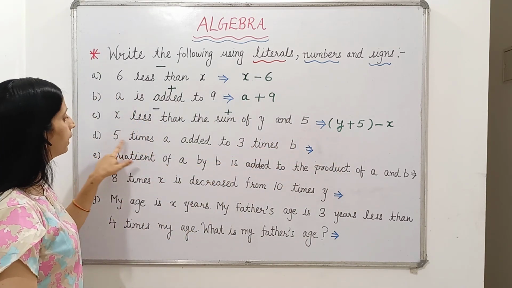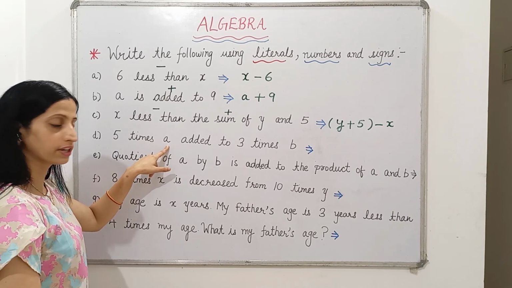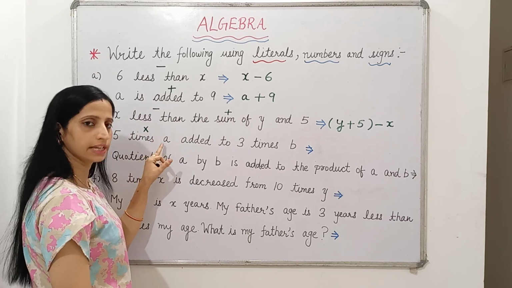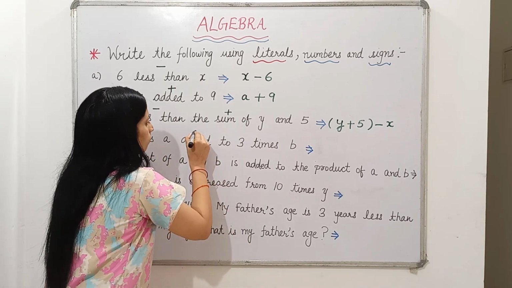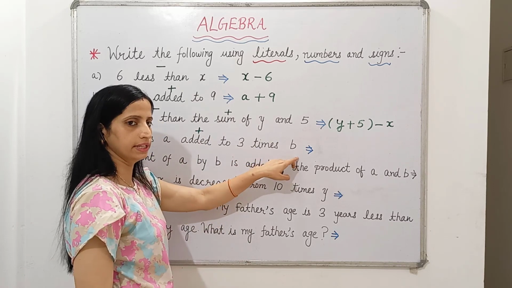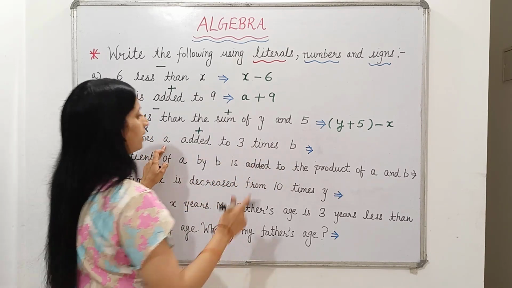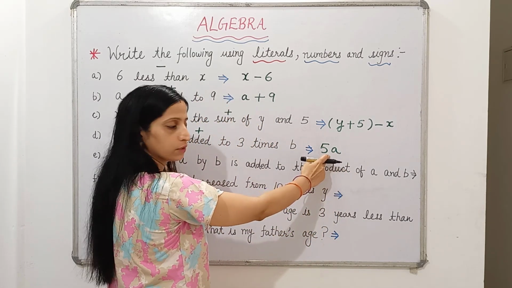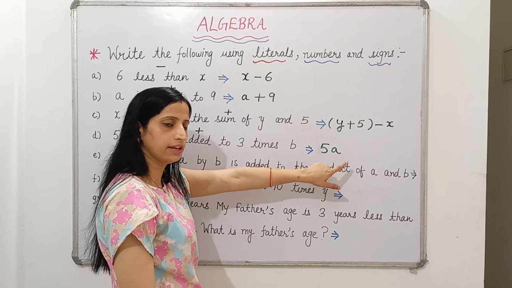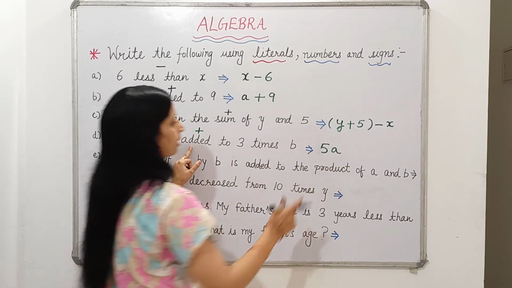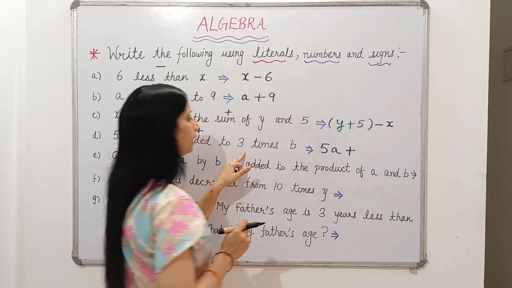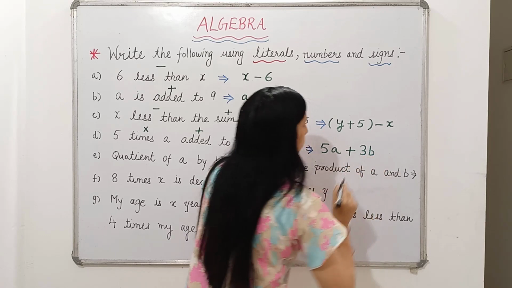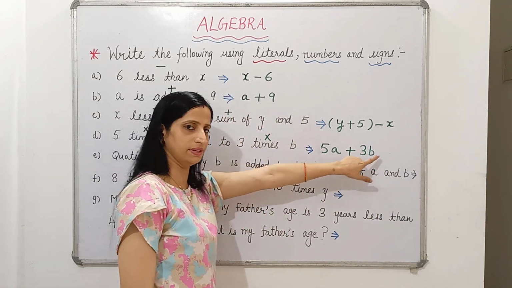Next, 5 times a. For times, which symbol will we use? The symbol of multiplication. 5 times a added to 3 times b. So 5 times a, write 5a. No need to put the sign of multiplication between these two. 5 multiplied by a, we will get 5a, plus similarly 3 times b, so it will be 3b. So the answer will be 5a plus 3b.